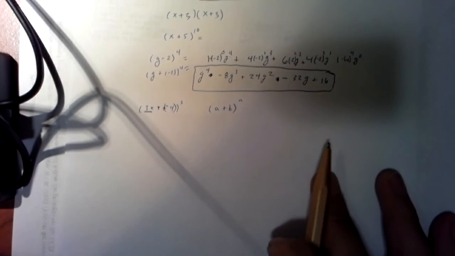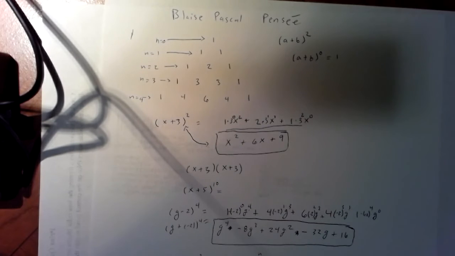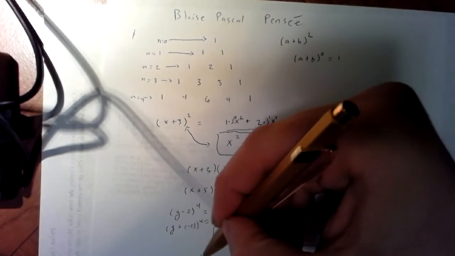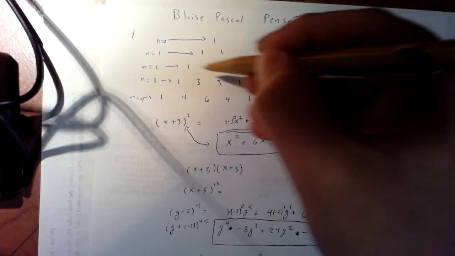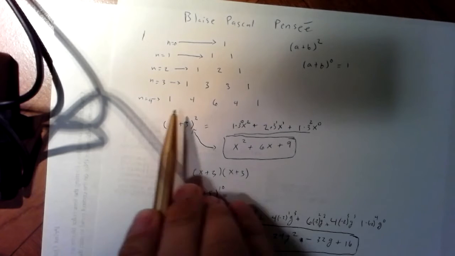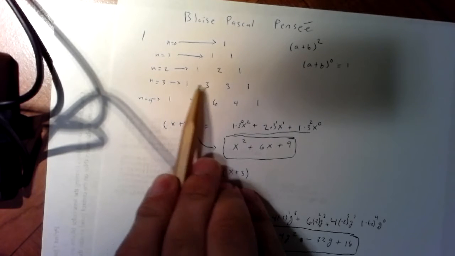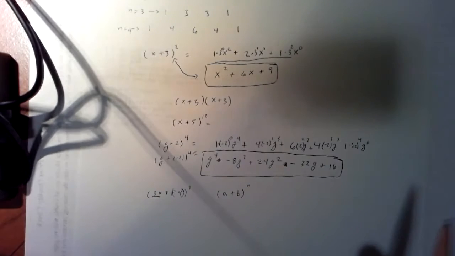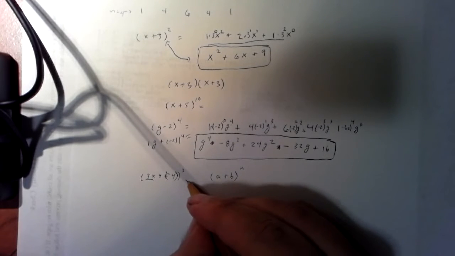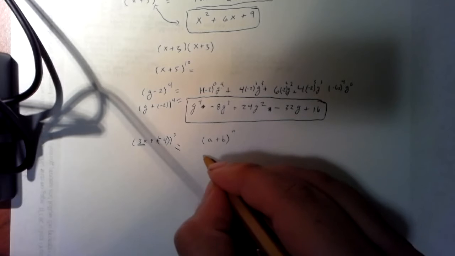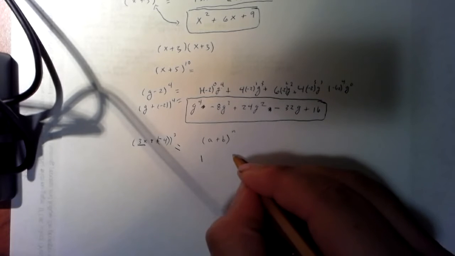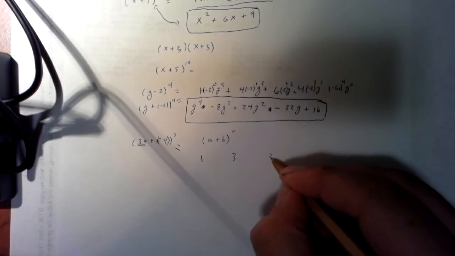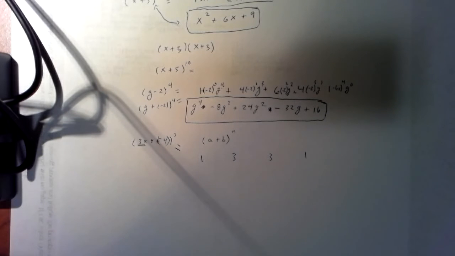Okay, so the first thing I'm going to do is look at the triangle. So let's go to the triangle. Our exponent here is 3, so that's when n equals 3. As you can see, when n equals 3, our coefficients are 1, 3, 3, 1. So I'm going to go ahead and put an equal sign here. We're going to start writing the coefficients. So that's 1, put a space, 3, put a space, 3, and then 1.